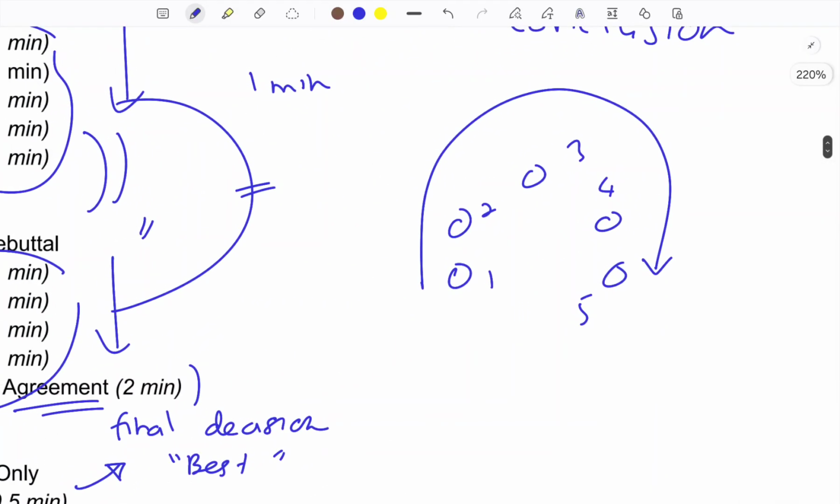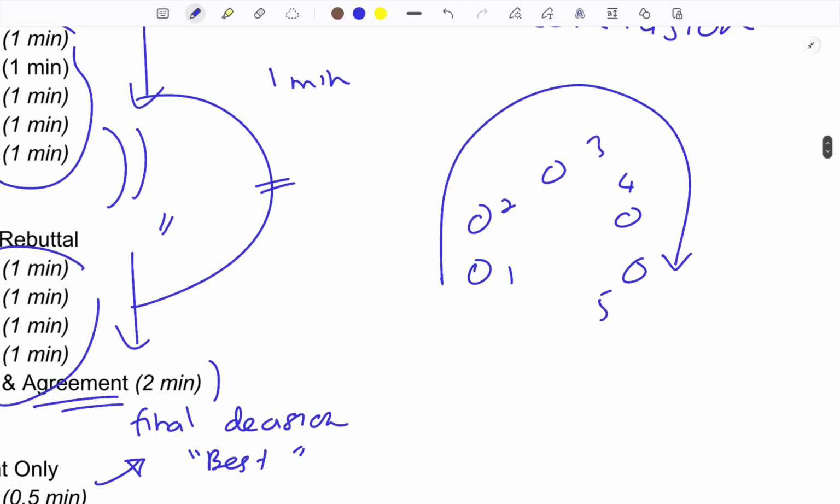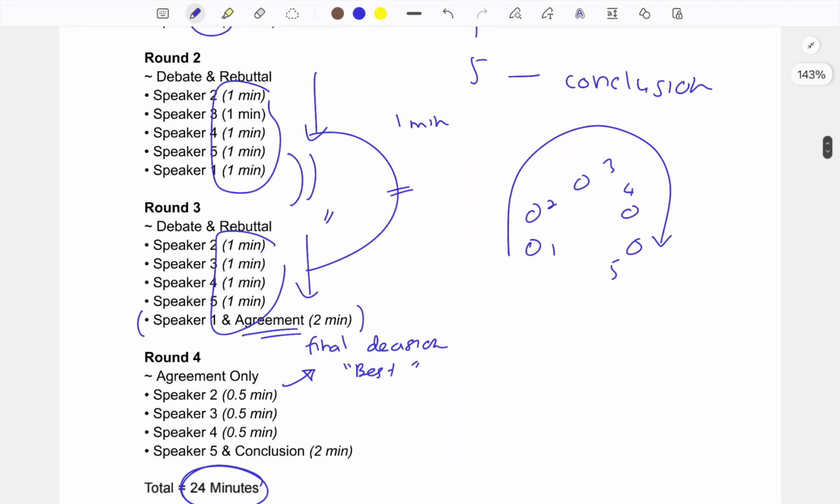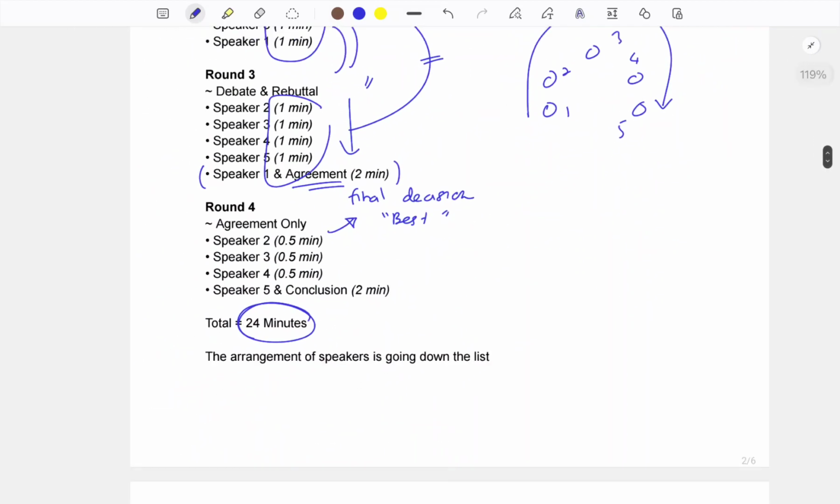But maybe I think the position depends. Okay, the position depends. It doesn't necessarily mean to be this way.